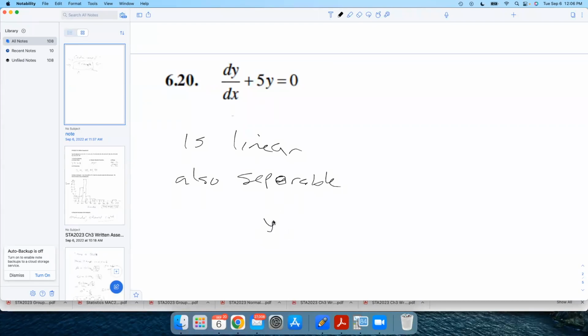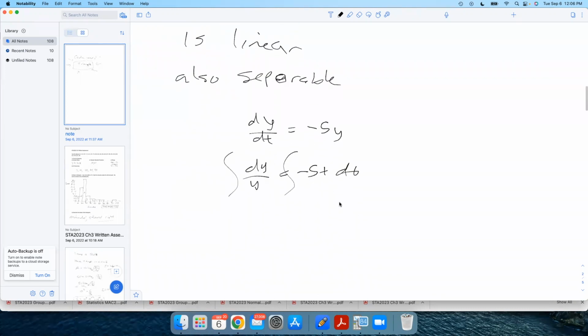I could say y prime, or let's leave it in differential form, equals negative 5y. Divide the y over. So dy over y equals negative 5t dt. And then I could just integrate both sides. So I could easily solve this as a separable DE. Let's finish it out. Natural log absolute value of y equals negative 5t squared over 2 plus c. And then I could put it in explicit form if I wanted to.